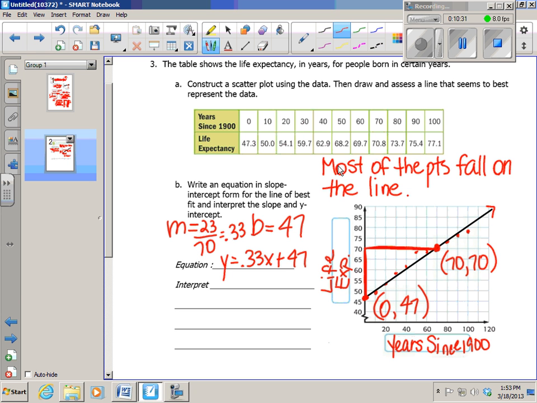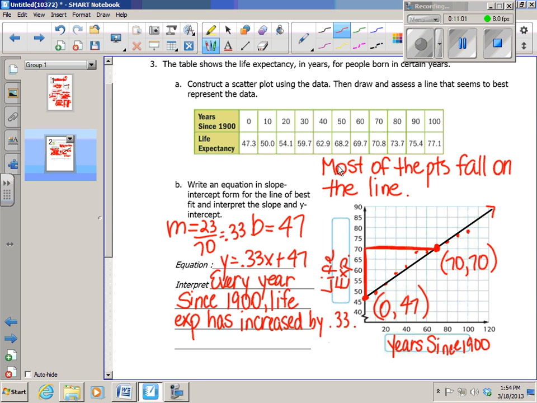And so I interpret this as every year since 1900, life expectancy has increased by 0.33. In 1900, it was 47 years old. We have one last part to do.